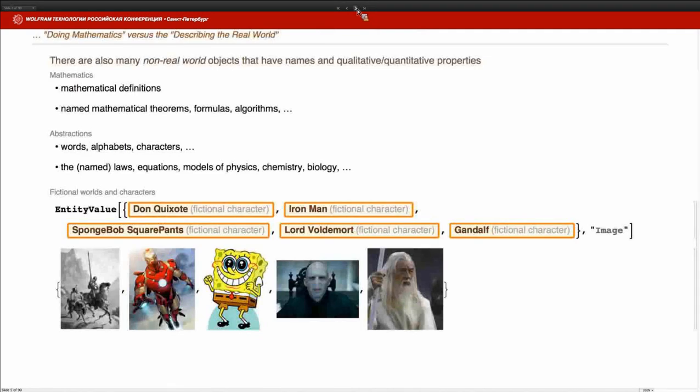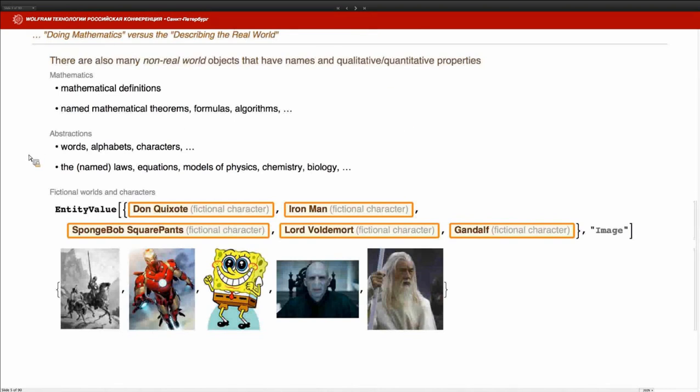But in addition to the real world, there are also non-real-world objects that in some sense have qualitative and quantitative properties. Mathematics itself: while there are algorithms, there are also many named things in mathematics. Theorems that are named after people. We cannot derive what the name of a theorem is, so we need a database of such things.